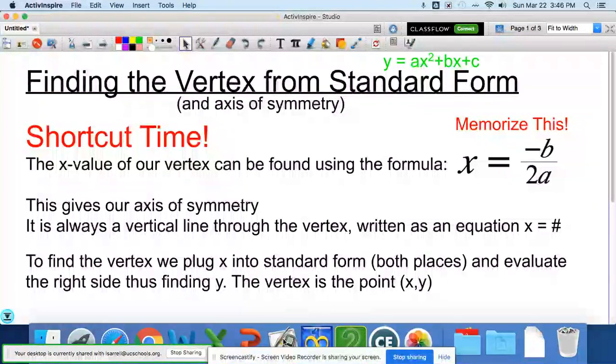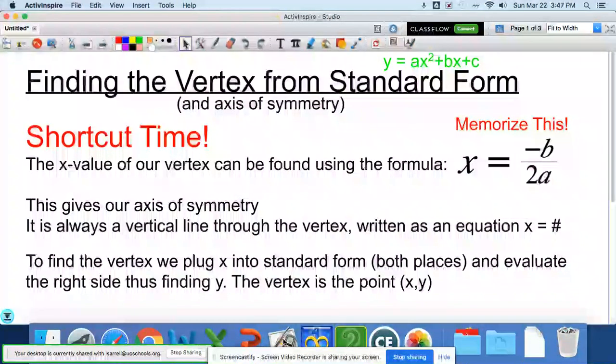All right, guys, it's been a while since I've gotten to say this, but I actually need you to get something out for notes today. So here we're going to be finding the vertex from standard form. We've been doing that all last week using completing the square, which, if you remember, was a pretty difficult method. But today we're just going to use a little shortcut for it.